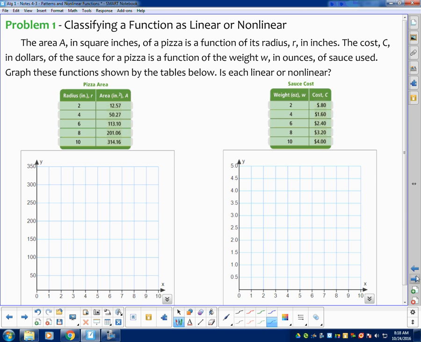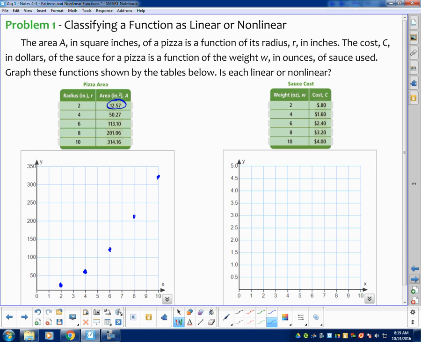We got values like 12.57 here. And we'll do our best to graph that on here, estimate where that is. But with a radius of 2, we're at 12.57, so maybe right down here. We'll make a big dot. At 4, we're at just a little over 50. At 6, we're at 113. At 8, we're at 201. And at 10, we're at 314. So there's one graph.